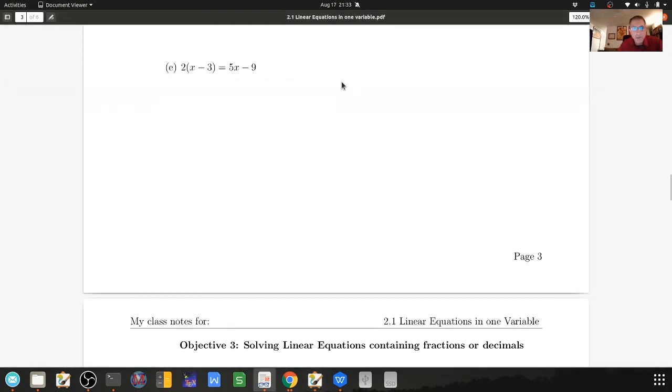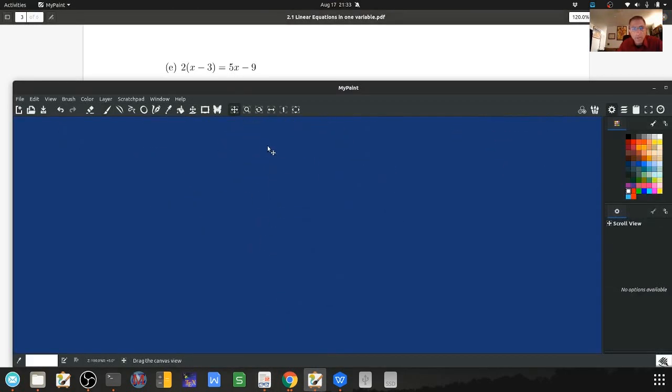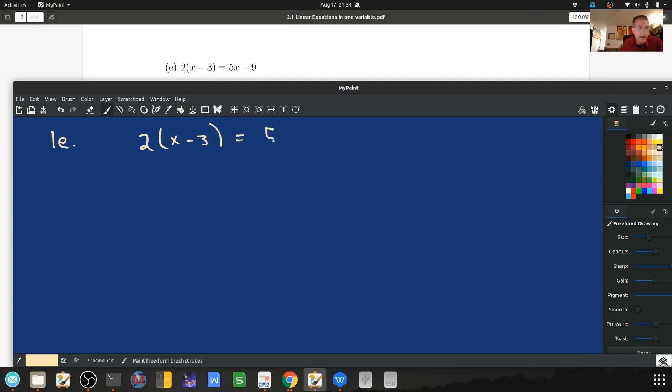Okay, here we have a new one. We're going to have to use another property of the real numbers that you reviewed in our Chapter 1 material. So this is, I believe, 1e. It doesn't really matter. So we have 2 times x minus 3 is equal to 5x minus 9.